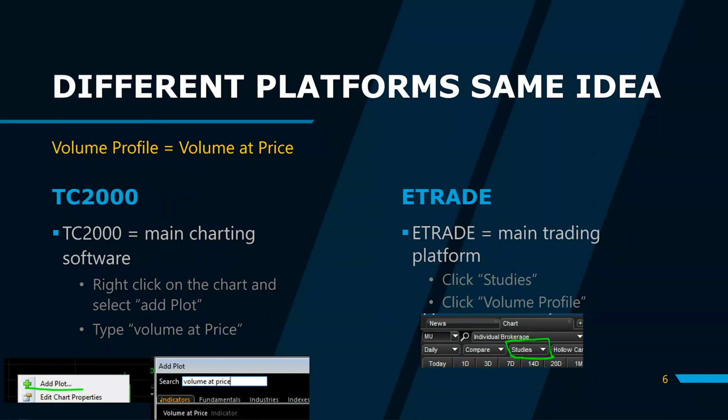And all you do is you just right click on the chart and it'll say add plot and then type volume at price and it pulls it up. Okay. Volume at price and volume profile, it's the same thing. On E-Trade, it's my main trading platform. You just click studies right here and then click volume profile. Okay. Any questions on how to get this set up? Throw them in there.